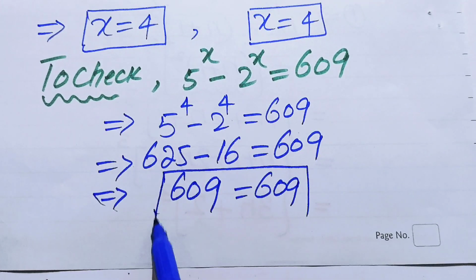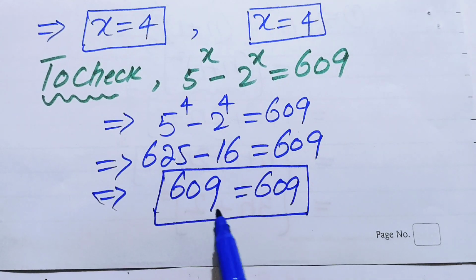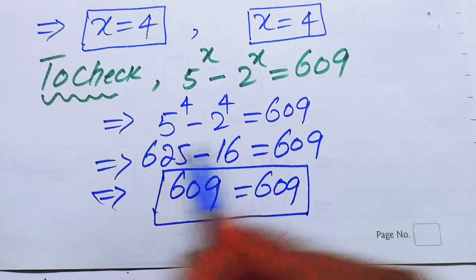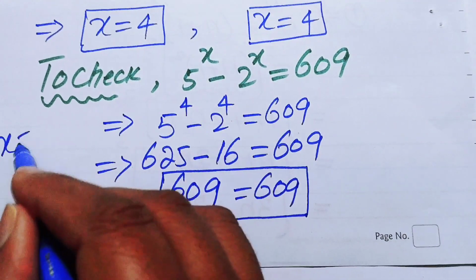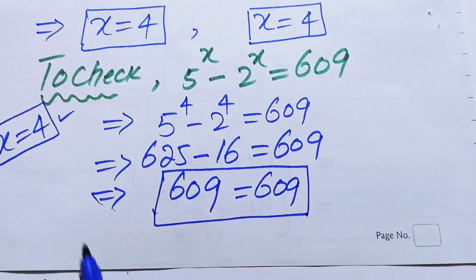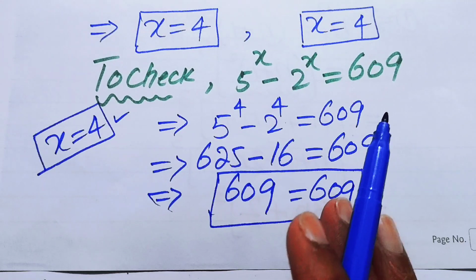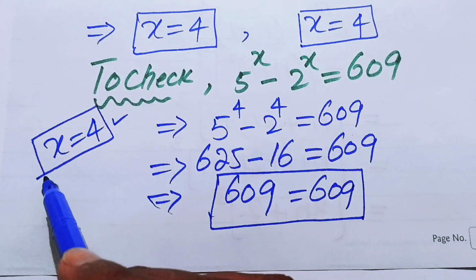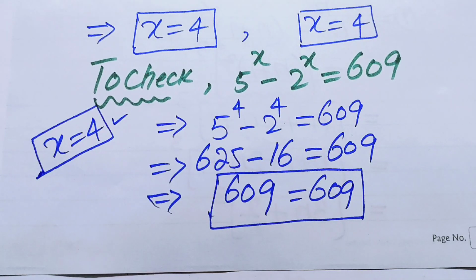This shows that the left hand side equals the right hand side, and we finally conclude that x equals 4 is the only real solution of the given question. So this is the final conclusion about the given question, and this is the final answer.